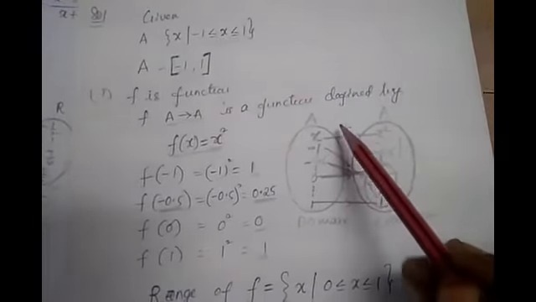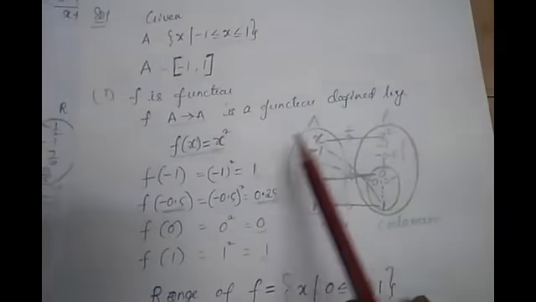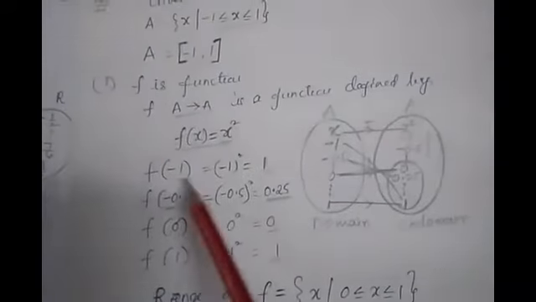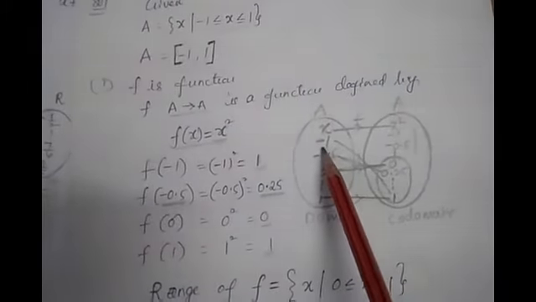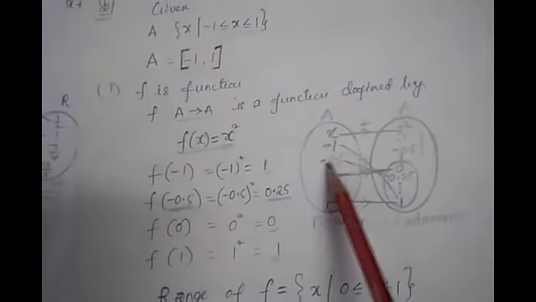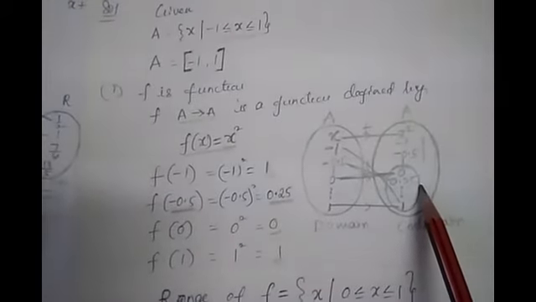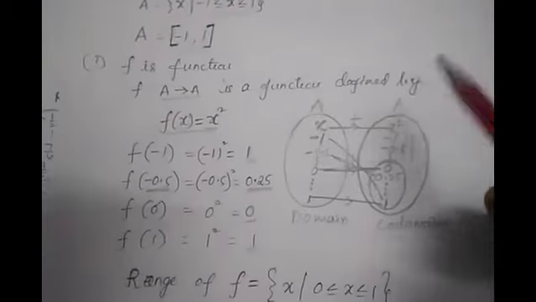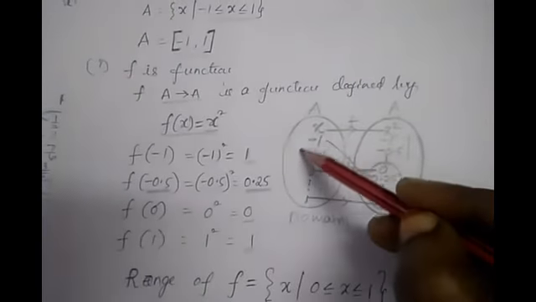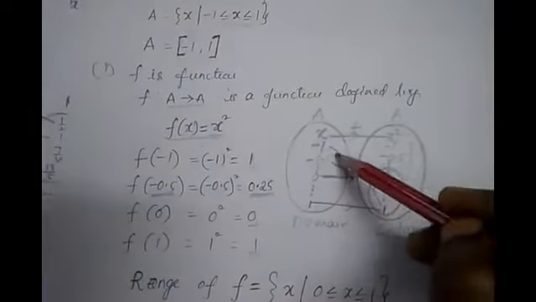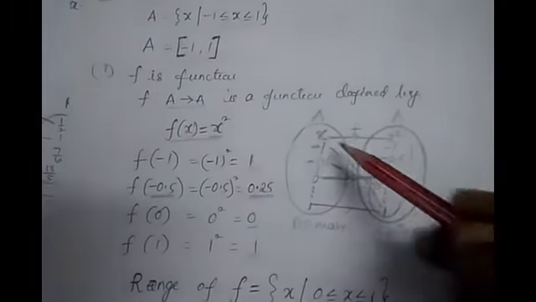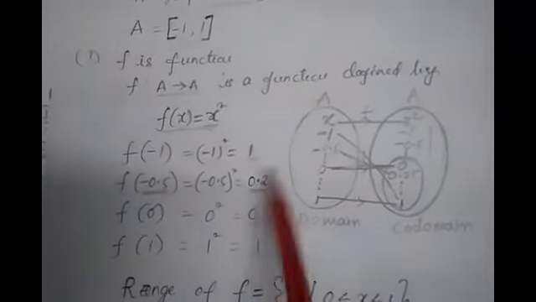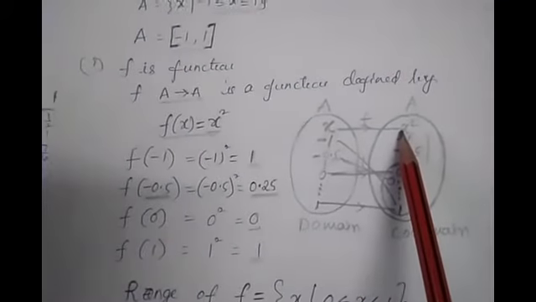So understand this diagram. F of x is equal to x square means the image of x is x square. From the values of f, minus 1 is mapped to 1, minus 0.5 is mapped to 0.25, 0 is mapped to 0, and 1 is mapped to 1. Let us observe. If you take any negative value in the domain, it will be mapped to positive values in the codomain. Understand carefully. X is mapped to x square means what?